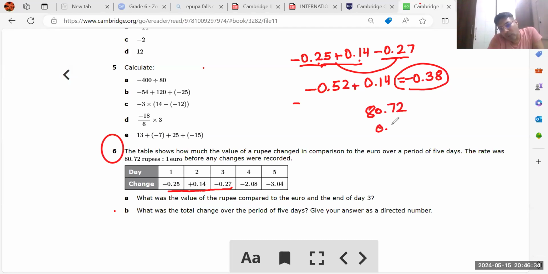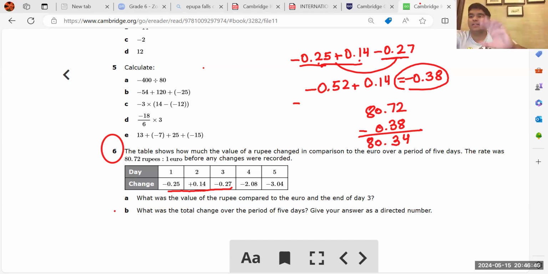So you will get 0.38. When you subtract, what do you get? 80.34. So that's the value. Minus 0.38 instead of 3. Yes. So that will be the value. All right, Kuvar, you also sent me 8.34. Sir, I sent 0.38. I didn't subtract it from 80.72.